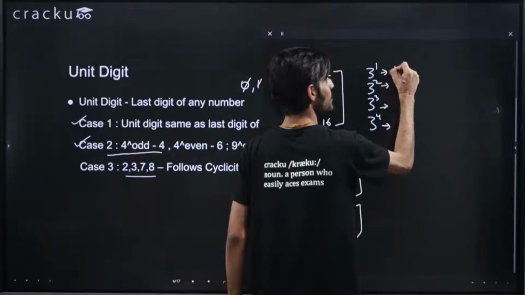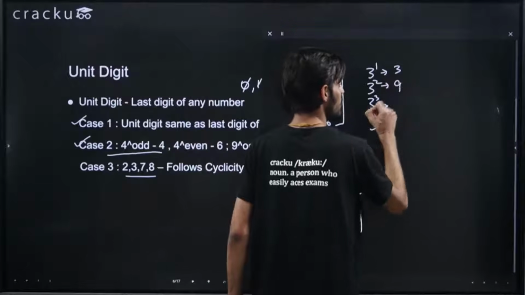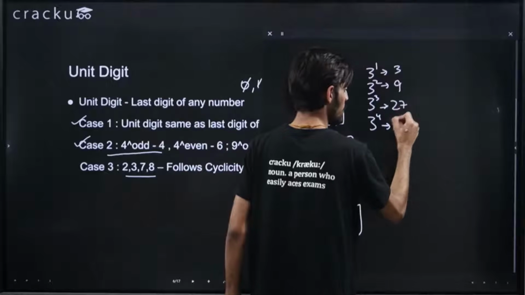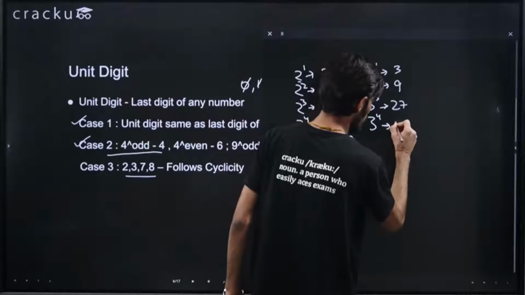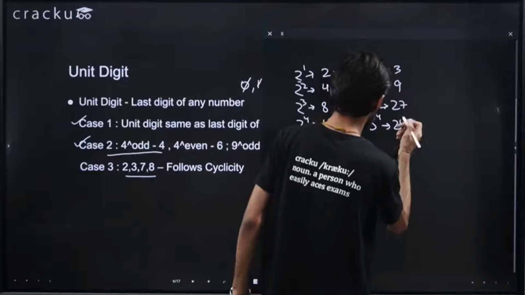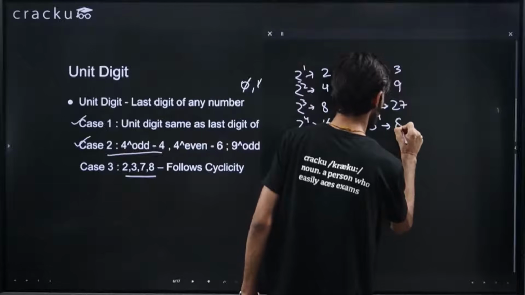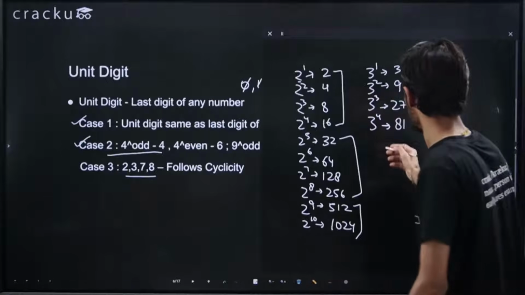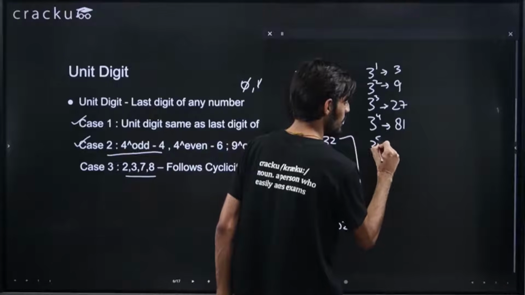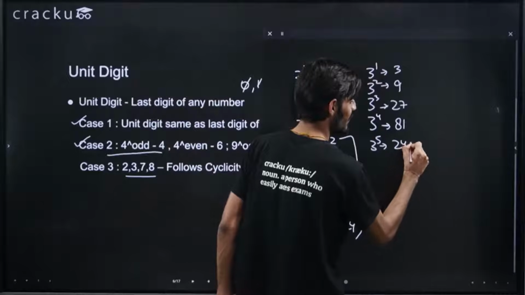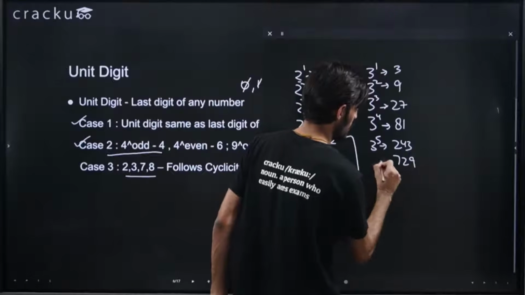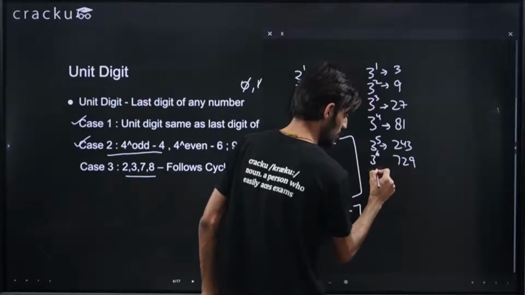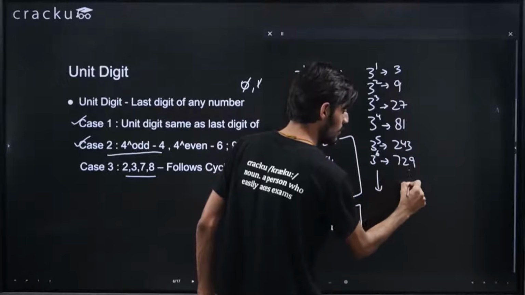So the unit digit here will be 3, here it will be 9, here it will be 27, it will be... no, 243? Yes. No, it will be 81. Yes. So this pattern will continue. 3 raised to the power 5 will be 243, then it will be 729 and so on. Okay. So this value will continue.